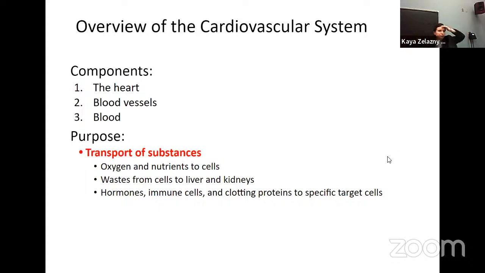Okay. So our heart is important. We need blood to go places. We need to get oxygen out to our cells and other nutrients. We need to take our waste from those cells and get rid of it. We also need to pump around our hormones from our endocrine system. We have immune cells in the blood that need to get where they're going. We have all sorts of proteins that need to go different places. So the heart is pumping all those things out.